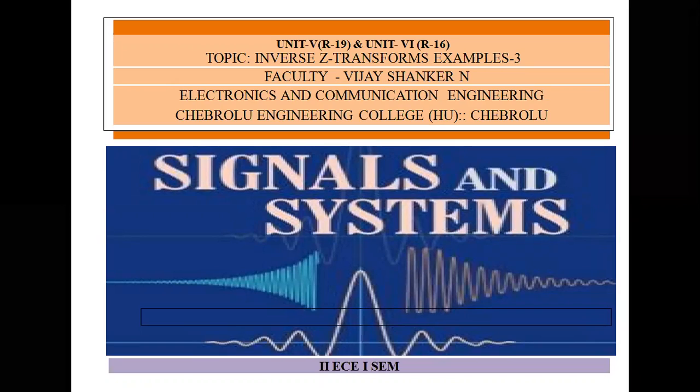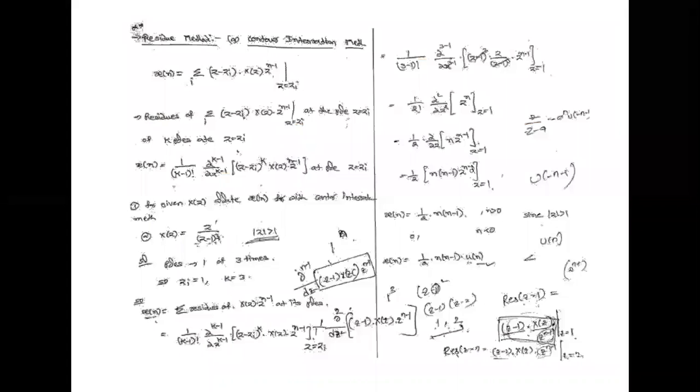Today we are going to discuss a few more examples in the inverse transformation. Yesterday we discussed some examples in the residue method, or contour integration method. Given x of n is equal to the sum of the residues of (z minus zi) x of z into z power n minus 1, where z is equal to zi. This example was already discussed in the previous class, but I'm explaining it once again.